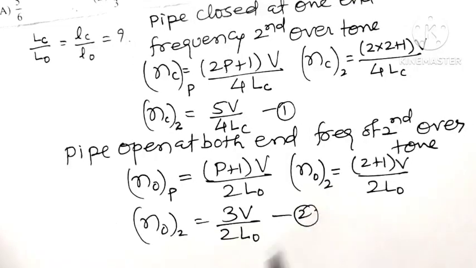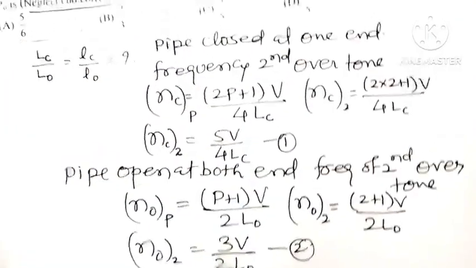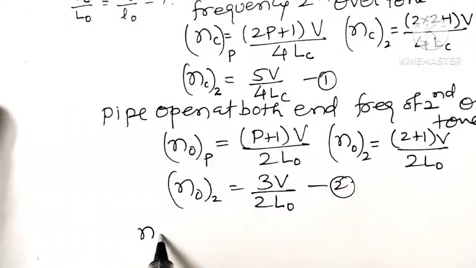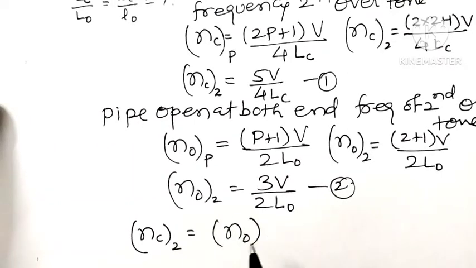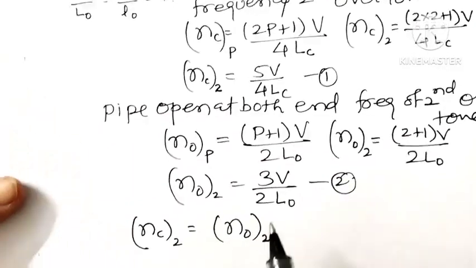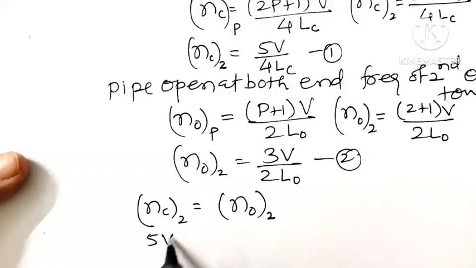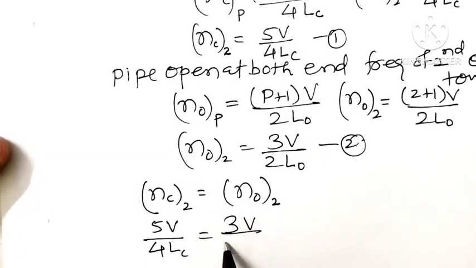But it was given that these two pipes are in resonance with the given tuning fork. It means the frequency of the second overtone of the pipe closed at one end is equal to the frequency of the second overtone of the pipe open at both the ends. So put the value: NC2 is 5V divided by 4LC, and that is equal to the frequency of the second overtone, 3V divided by 2LO.